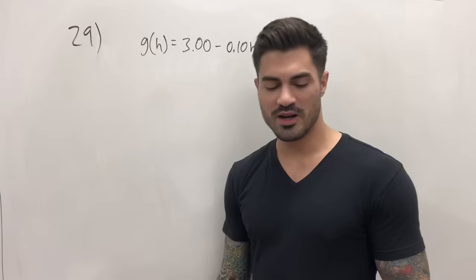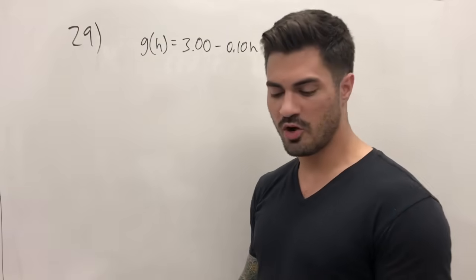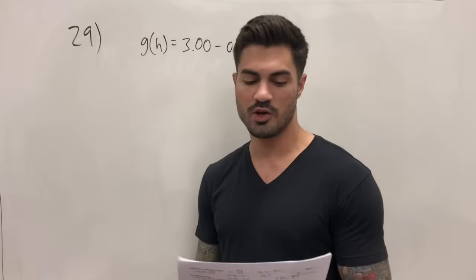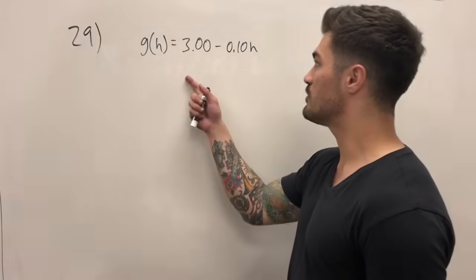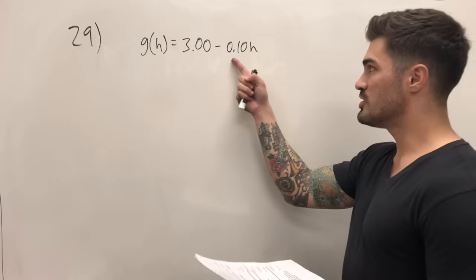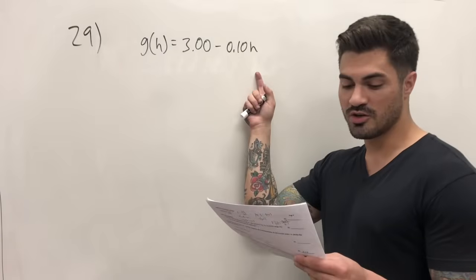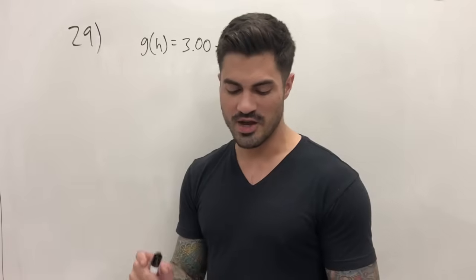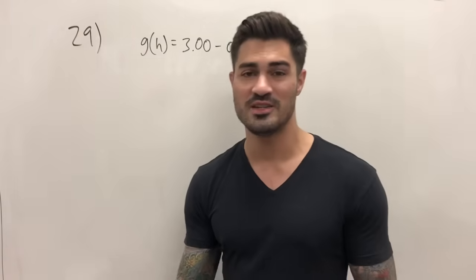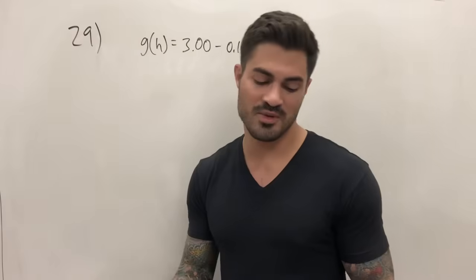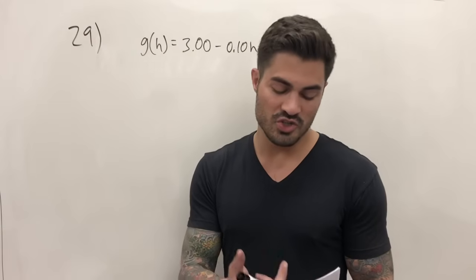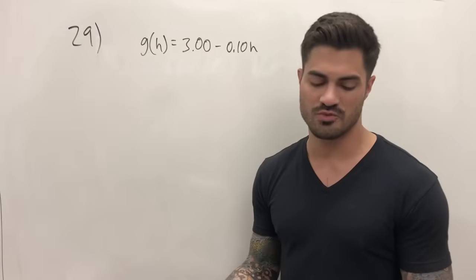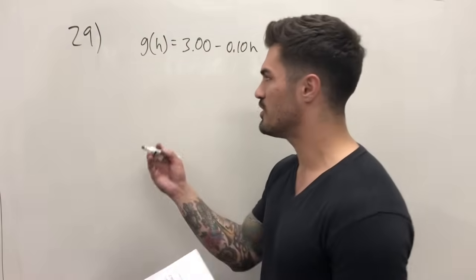All right, number 29, we got a nice little word problem. At one college, a study found that the average grade point average decreased linearly according to the function g of h equals 3.0 minus 0.10h, where h is the number of hours per week spent watching reality shows on television. So I guess they're saying the more reality TV you watch, the lower your GPA. I mean, that makes sense, you know. Compute g of 3 and interpret its meaning. It basically just wants you to understand how a function works. This question is honestly pretty straightforward.